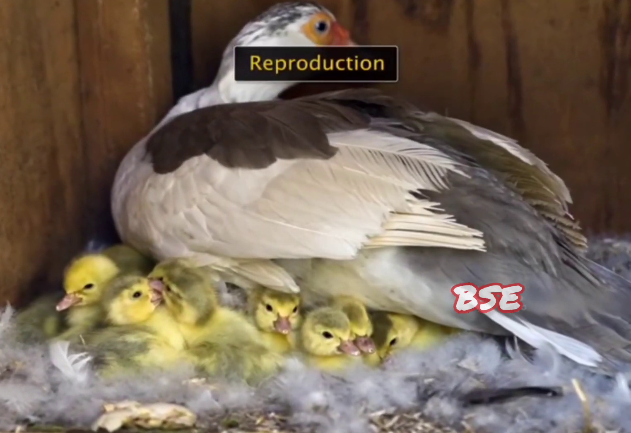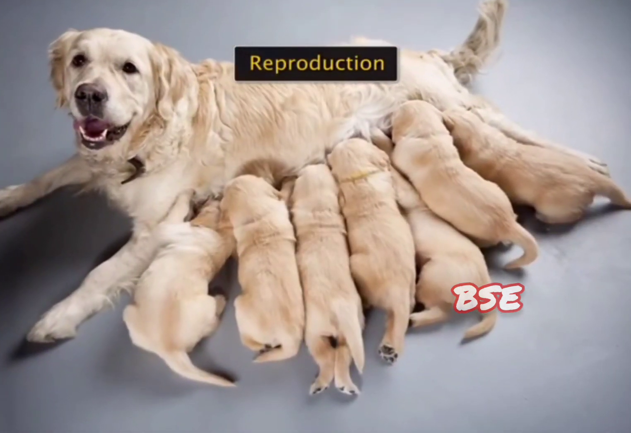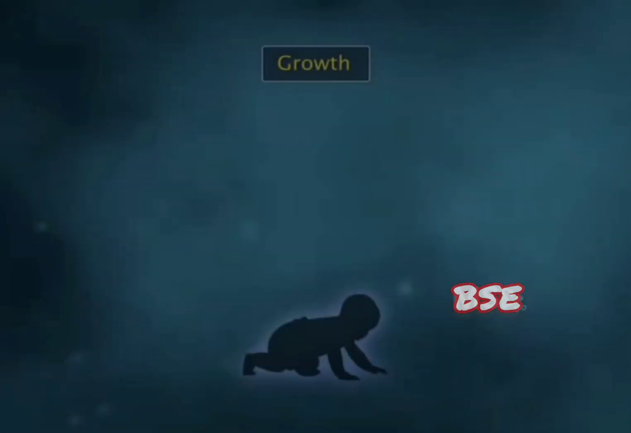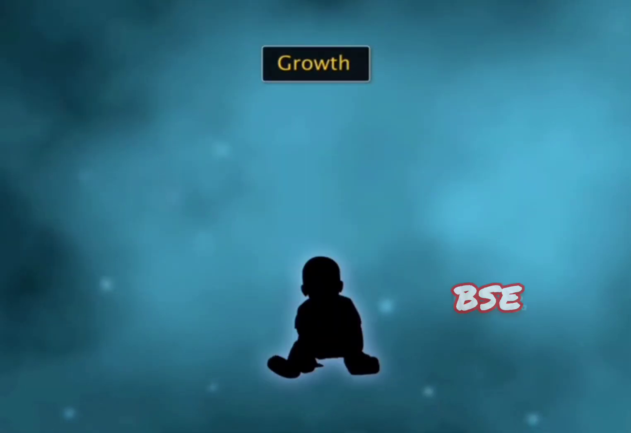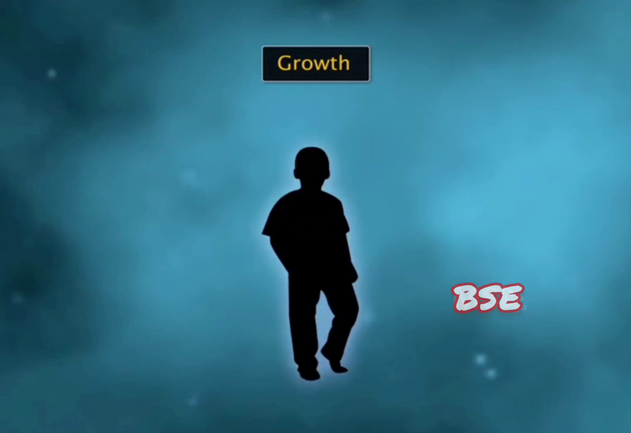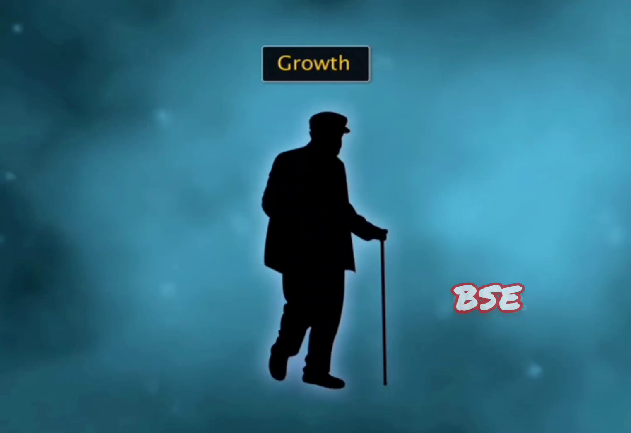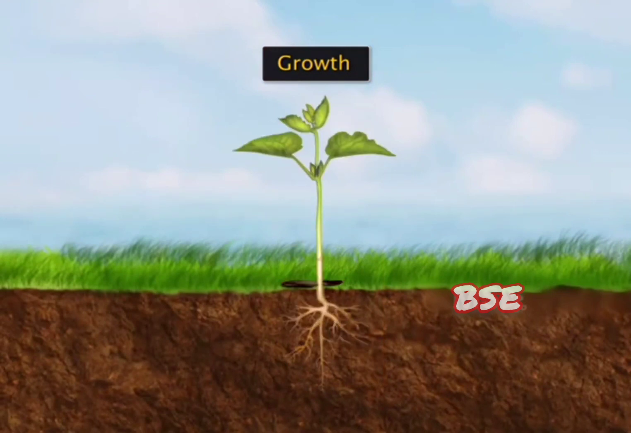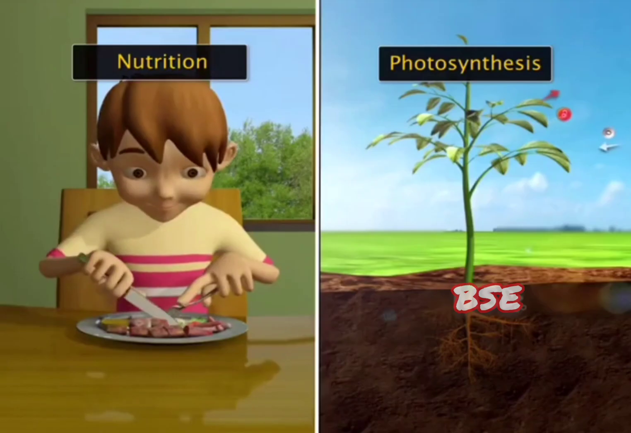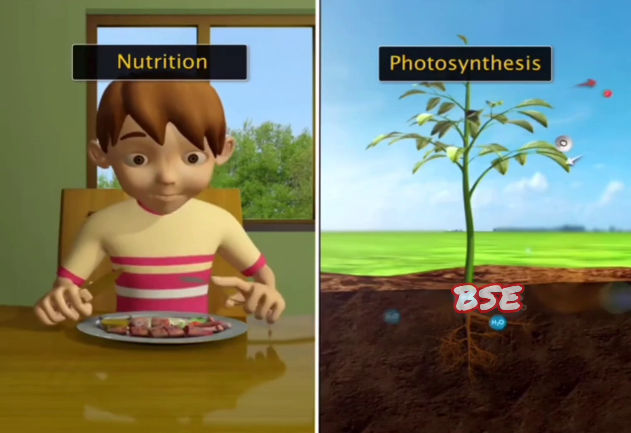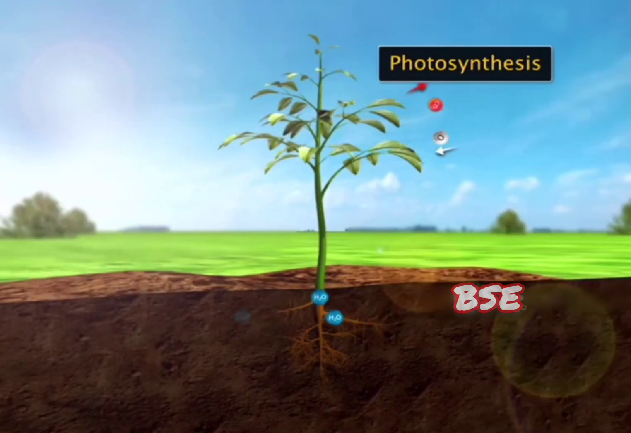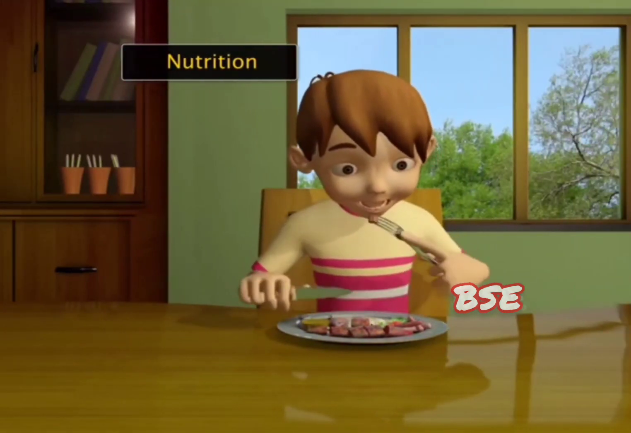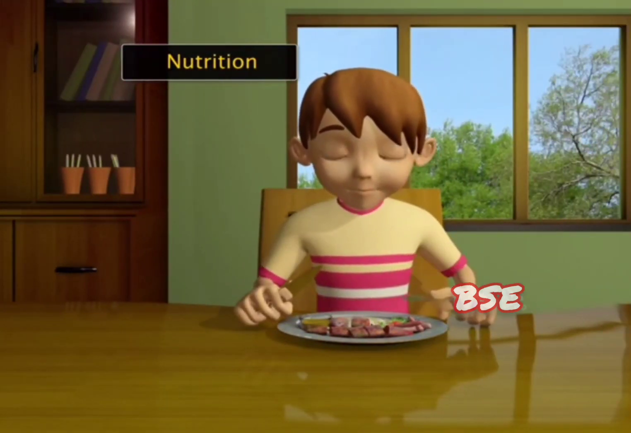Animals reproduce by having babies, while the plants produce seeds. Babies grow into adults, and the seedling grows into a plant. Living organisms require nutrition. Plants produce their own food. Animals derive their nutrition from the plants or other animals.